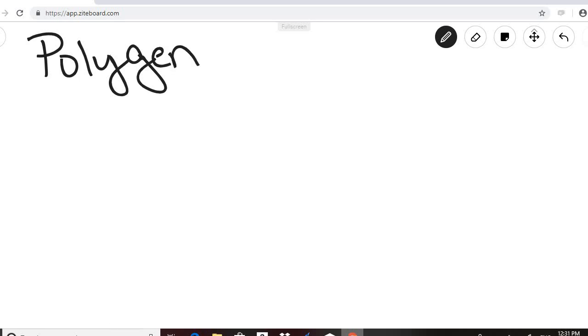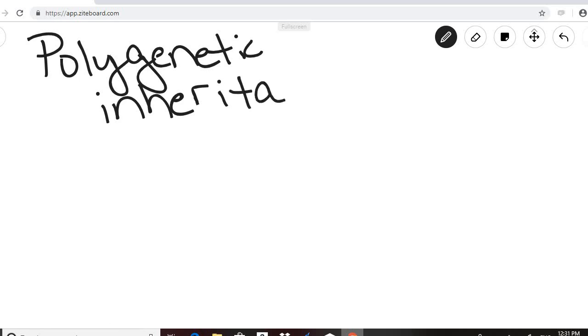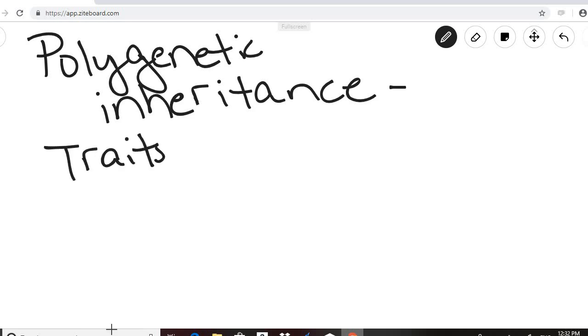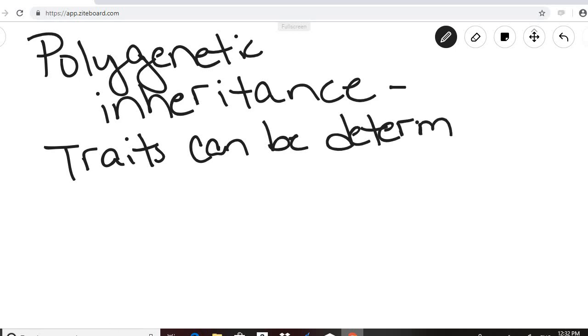I mentioned last week that there are some traits that are not dependent on just one gene, but they are dependent on the interaction between several genes. So this just means that traits can be determined by interaction of several genes.